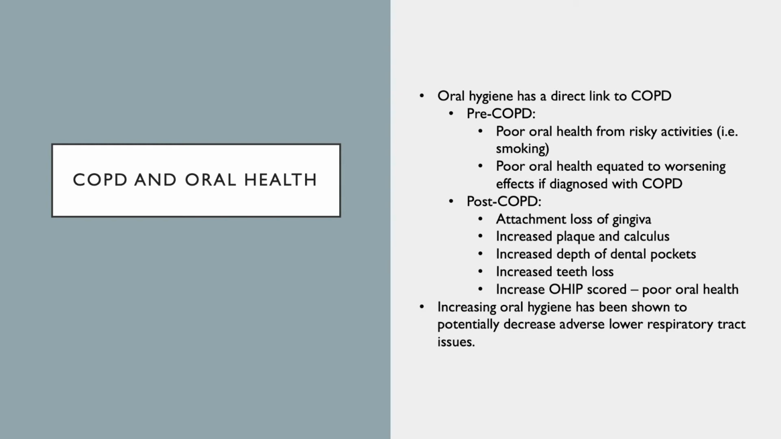And then after you have COPD, as you're going to see later, a lot of the microbiome in the lungs and the mouth are the same. So with that, you have an attachment loss of gingiva, which is your gums, increased plaque and calculus, increased depths of dental pockets, again because of the bacteria, increased teeth loss, and increased OHIP score. The OHIP score is just how a dentist's overall ranks your oral hygiene, and an increased score means poor oral health. Increasing oral hygiene has been shown to potentially decrease adverse lower respiratory tract issues, which is awesome.